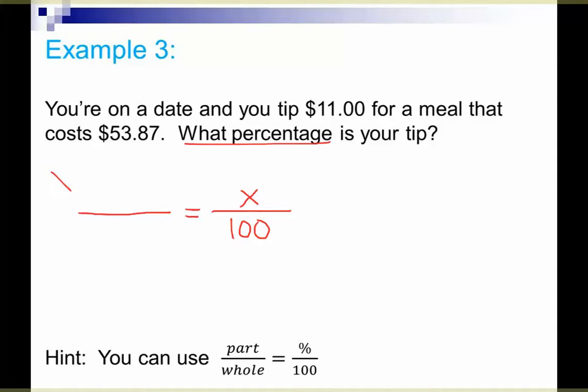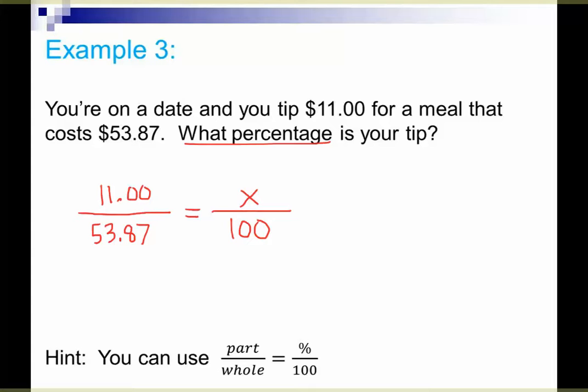So let's focus on the part and the whole. Okay, so what is the part, what is the whole? Well, it says you tip $11 for a meal that's $53.87. So we're trying to come up with, $11 is how much of that $53.87. What percent of that $53.87 is it? So $11 is definitely your part. And $53.87 is definitely your whole. Okay, so if we can figure out what X is here, we will know the percentage.